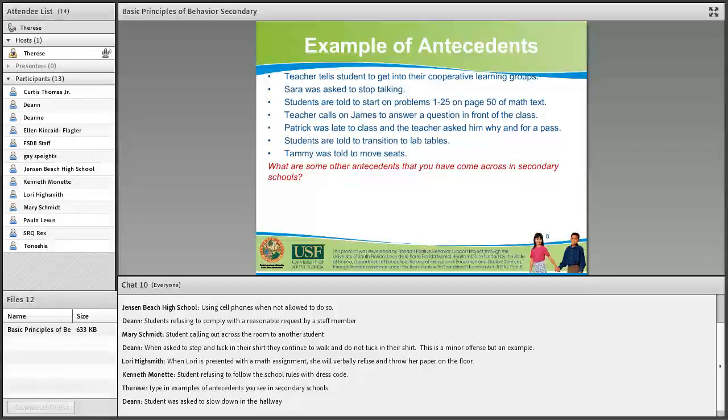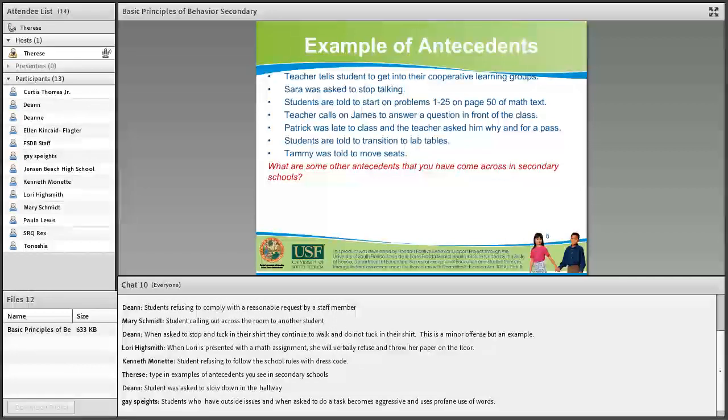Excellent. So Deanne, very good. Student was asked to slow down in the hallway. I'm getting the sense, Deanne, that there's a lot of problem behaviors occurring in the hallways. And that's absolutely the case in many schools. So that's a good antecedent, is the student was asked to slow down in the hallway. Another antecedent for secondary level, maybe the warning bell rings to let students know, hey, class is about ready to begin. Gay is telling us students who have outside issues and when asked to do a task, they become aggressive and they use profane words.